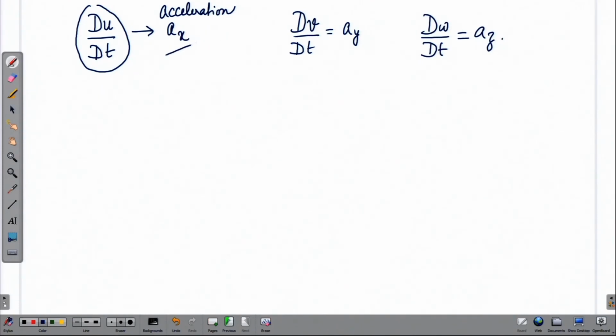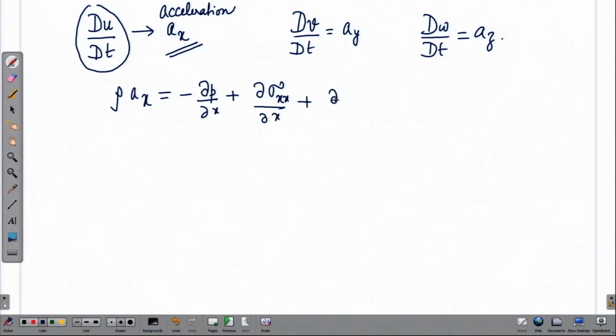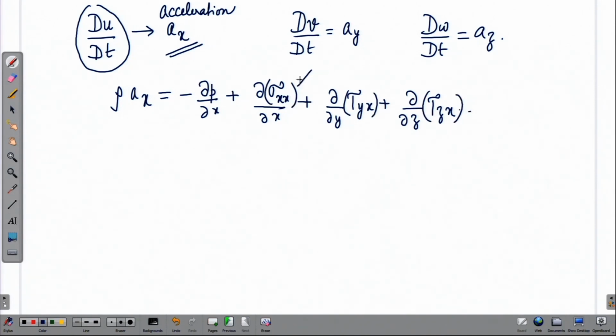So, as far as the x momentum equation is concerned, we can now write it as density times x component of acceleration is minus del p del x plus del x of sigma x x plus del y of tau y x plus del z of tau z x. And then we of course substitute the complete expressions of these normal and shear stresses, but that is not of immediate importance to us. That is why we are leaving it in this form, which is more compact.